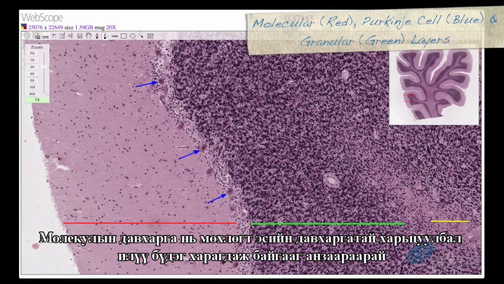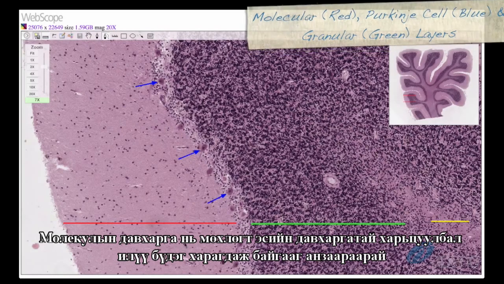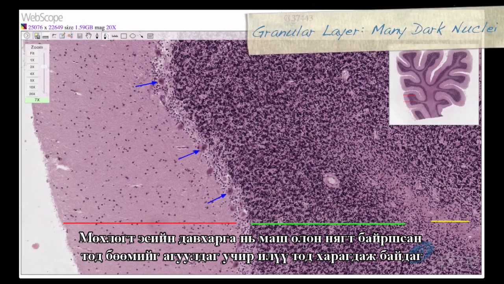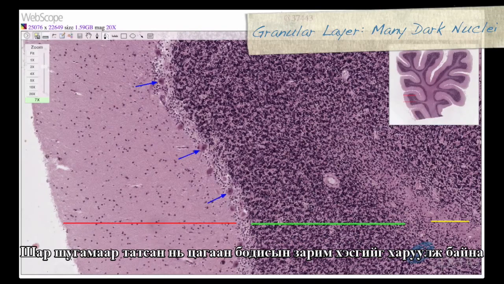Notice that the molecular layer appears much lighter than the granular layer. The darker appearance of the granular layer occurs due to the great number of darkly staining nuclei packed closely together. A portion of the white matter can also be seen spanning the yellow line.